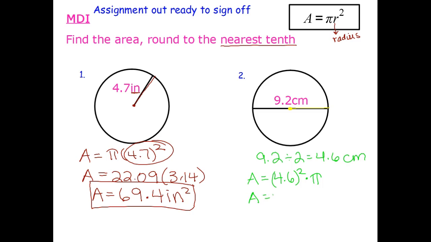4.6 squared is 21.16. And then we're just going to multiply that times 3.14. And we get 66.44. And when we round that to the nearest tenth, we get 66.4. Our unit this time is centimeters, so we will label it centimeters squared.